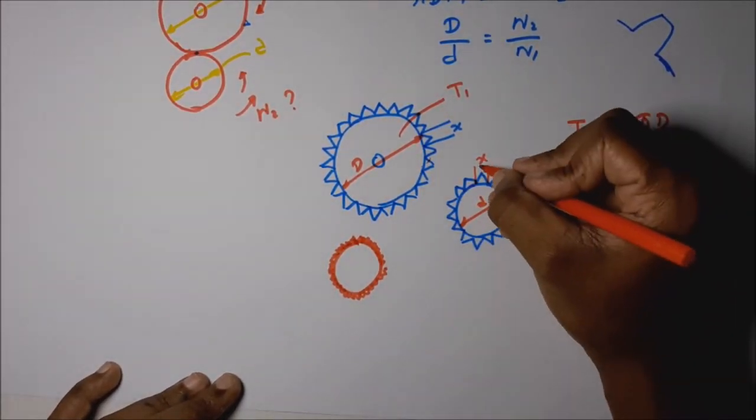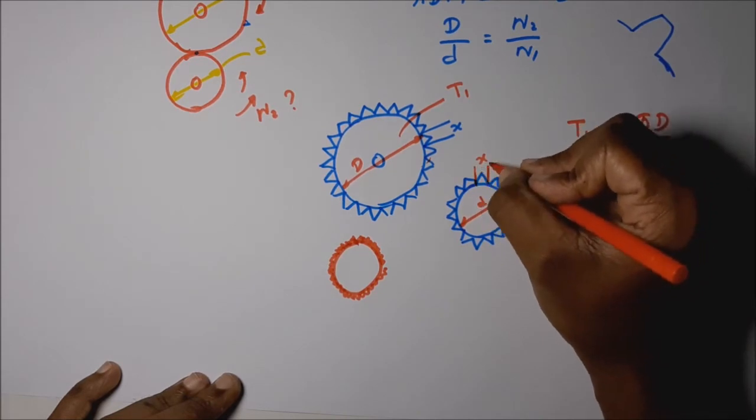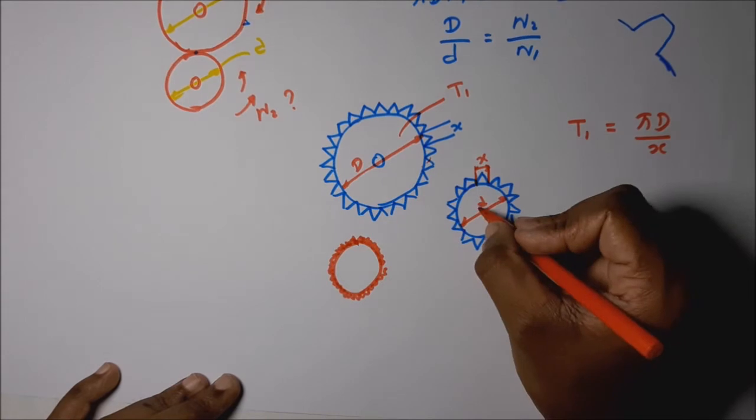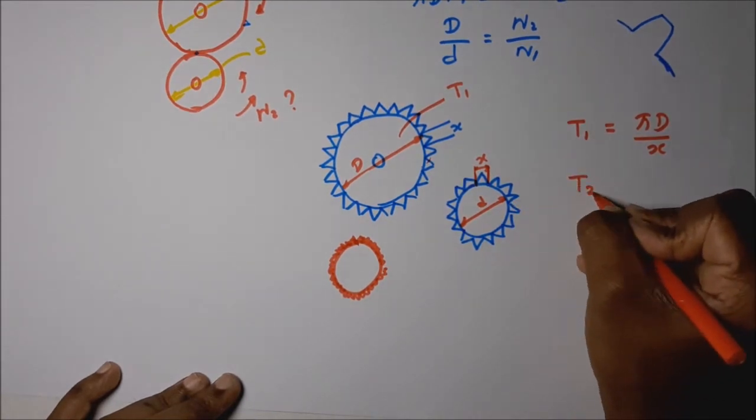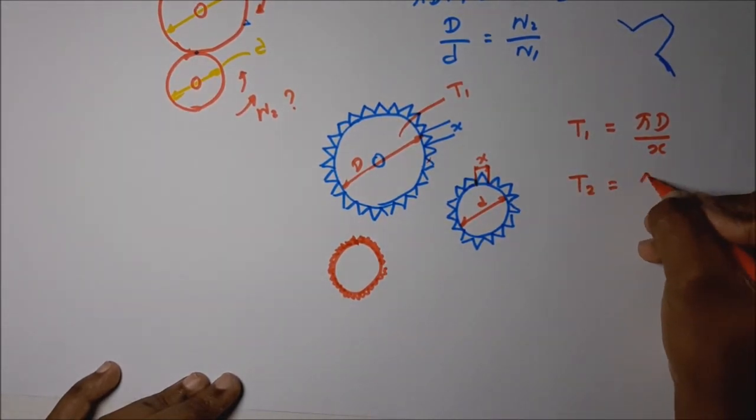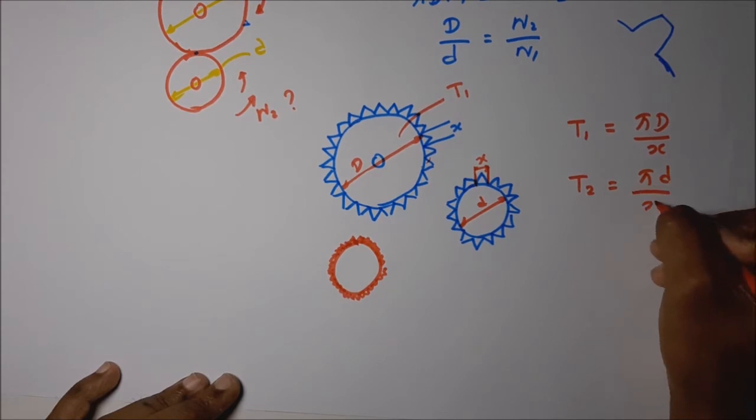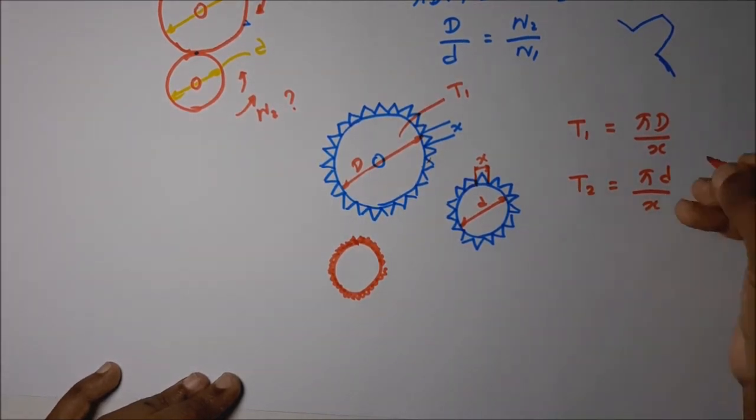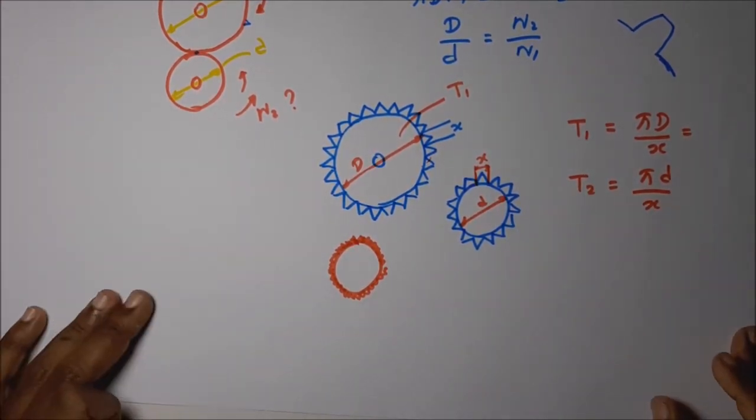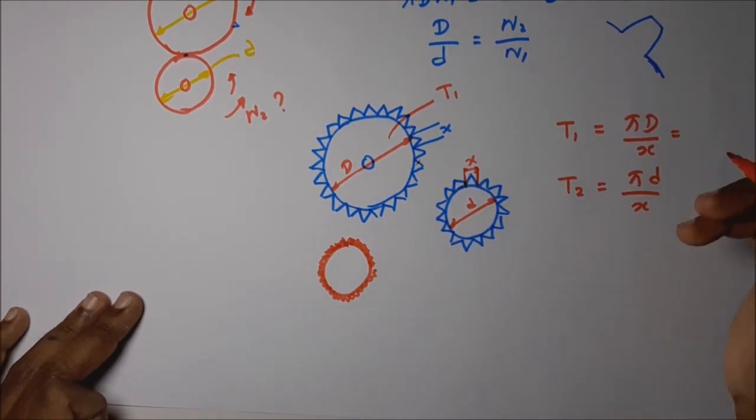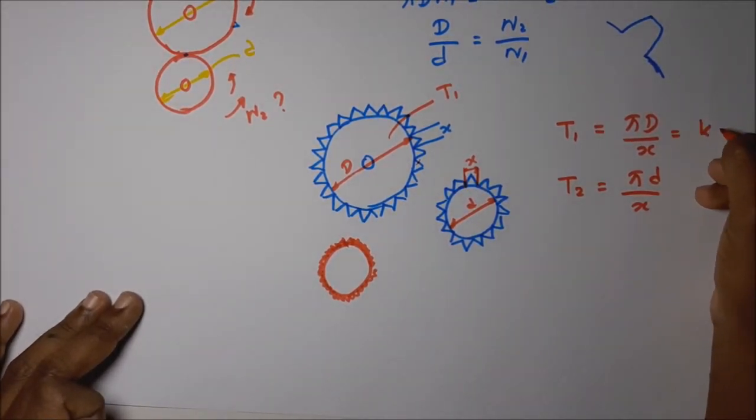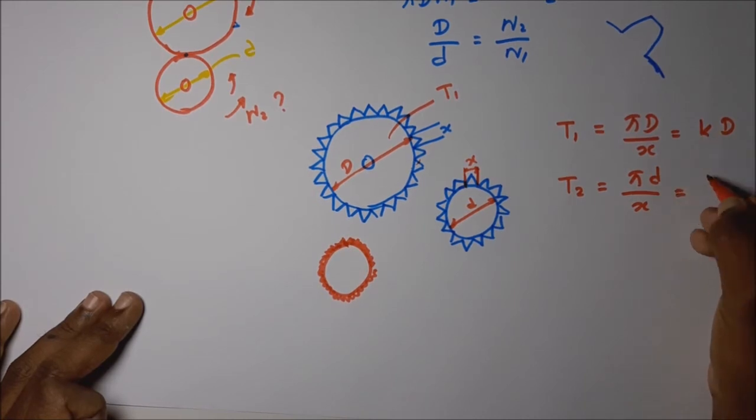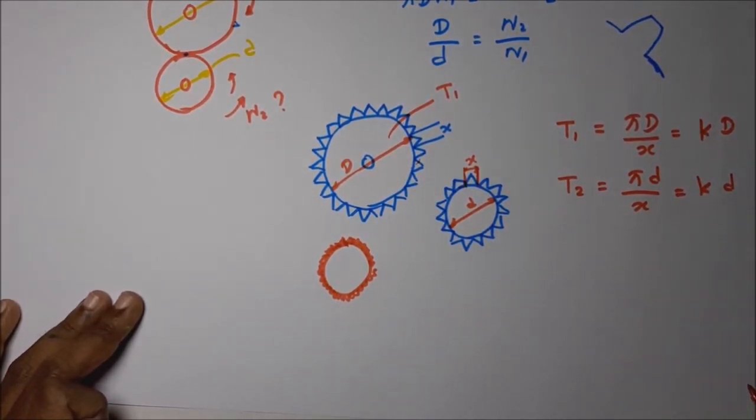In that way, this tooth also should have the same x value. So for this gear wheel, what is the T2 teeth? T2 teeth is equal to 5 simple D divided by x. This one we can write in this way. T1 is equal to K into D, where K is a constant.